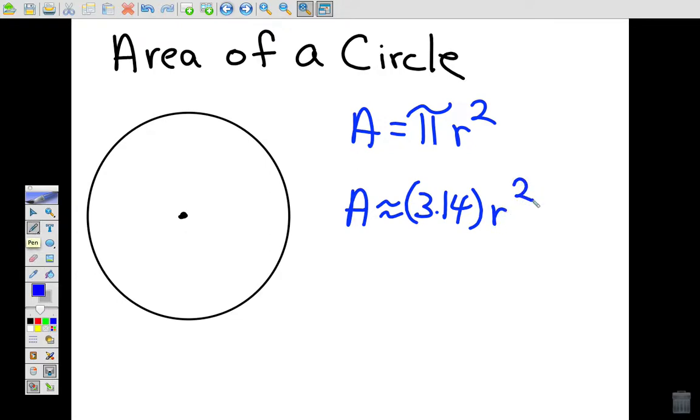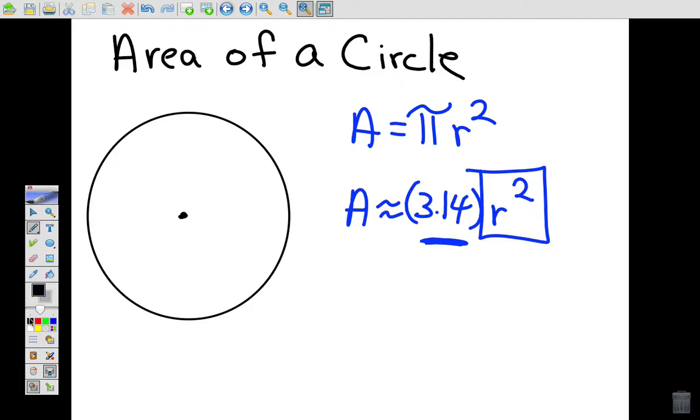Now, the important part here is that before you take 3.14 times something, we have to do this first. You have to square the radius first. You have to take the radius of the circle, square it, then take that answer times 3.14.